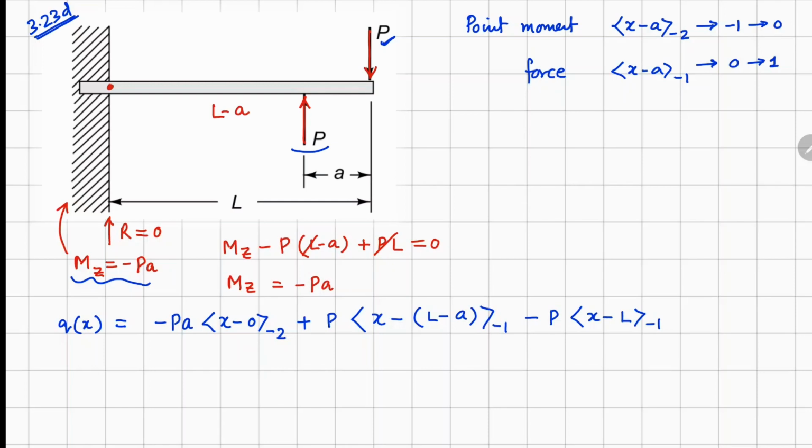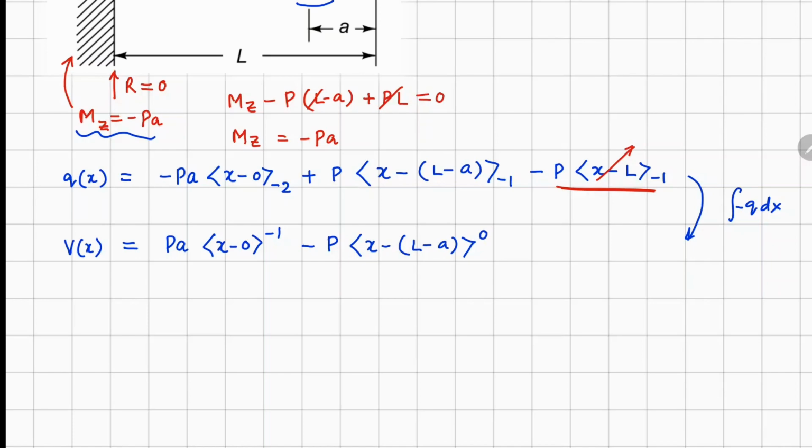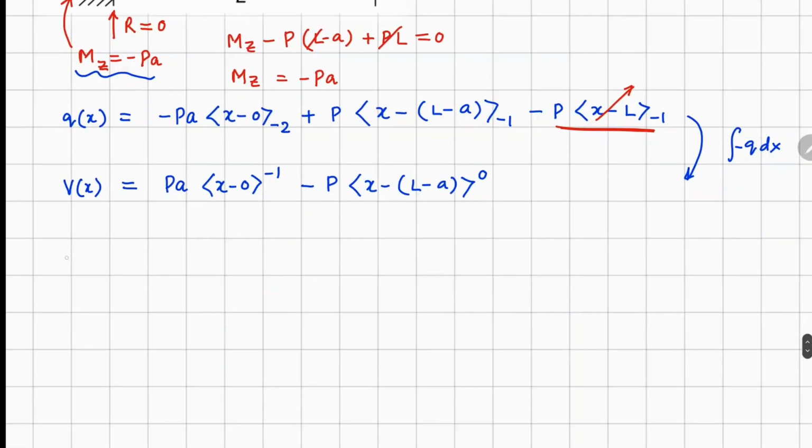Now when we start evaluating for this beam, this function will never be positive. x minus L will never be positive for this beam, so we can ignore this. So now for your shear force, we can integrate this once with a negative sign, so minus q dx. So we have V(x). We will flip the sign, so PA times x minus 0 to the power minus 2 integration gives us minus 1. Flip the sign again, x minus (L minus A) to the power minus 1 will give us 0. So this is your shear force.